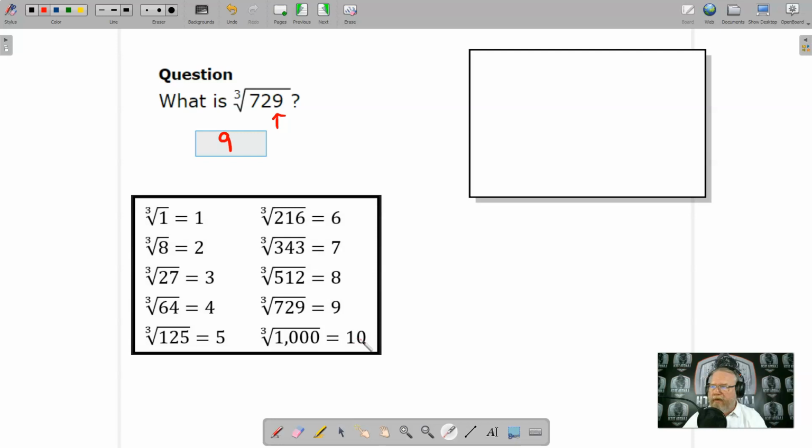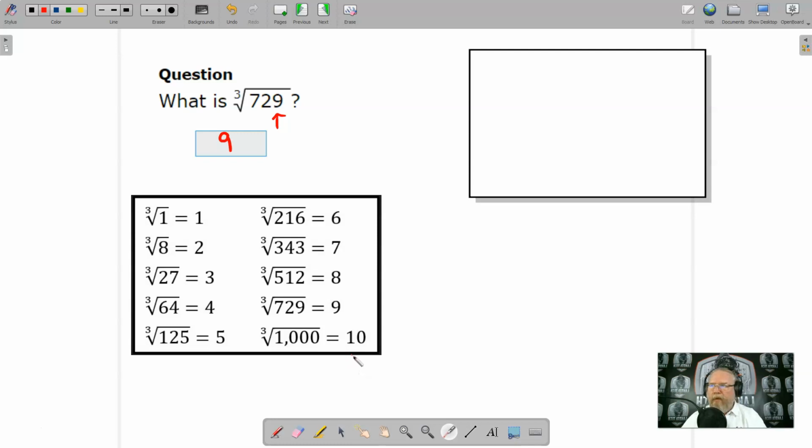10 times 10 is 100. 100 times 10 is 1,000. We just kind of count the zeros that are there. These other ones are the ones that are a little bit trickier. The cube root of 216, cube root of 343, etc. And we can see what their cube roots are here.